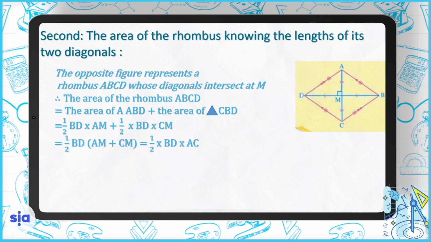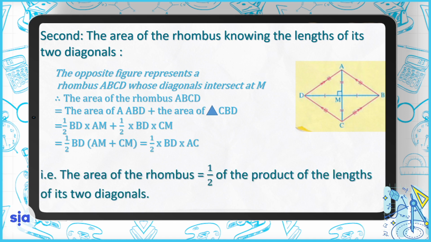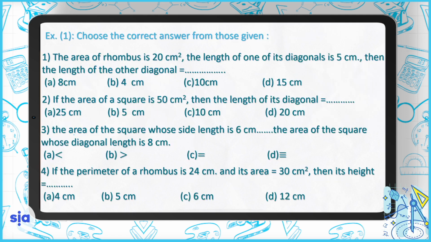In other words, we can say that the area of the rhombus is half times the two diagonals multiplied by each other. So as we just said, the area of the rhombus is half of the product of the lengths of the two diagonals. Let's now go to exercise number 1.